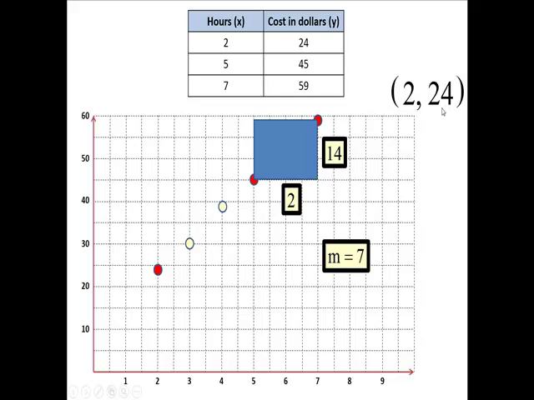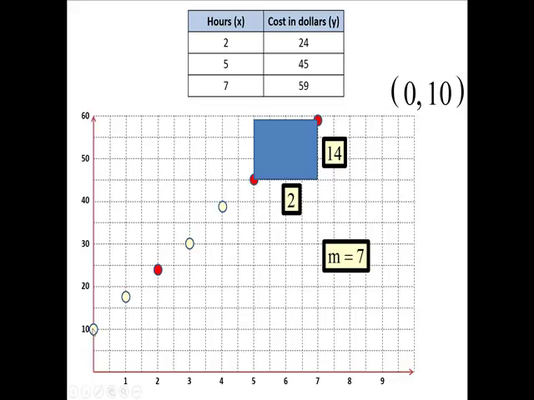Take away 7 from 24, and you can figure out what it would be for 1 hour. 24 minus 7 is 17. So at 1 hour, you're at 17, little under 20. And then you can figure out for 0 hours, take away 7 from 17. And that means if you never rented the boat at all, you'd still have to pay $10. Okay, that's your starting point. If you rented it for 0 hours, you still pay $10.